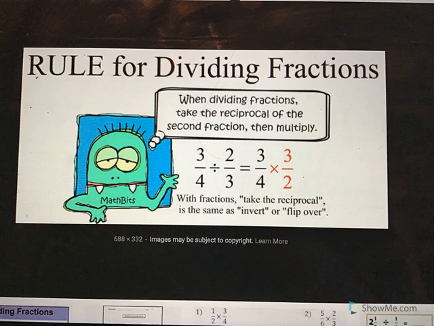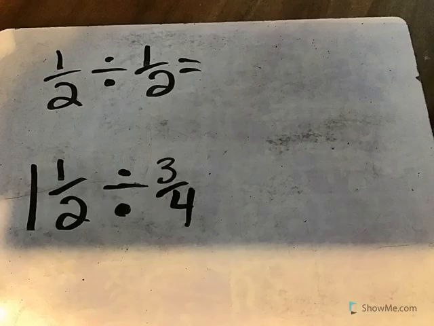Rule for dividing fractions: when dividing fractions, take the reciprocal, which kind of means to flip, of the second fraction, then multiply. So if we start off with a division problem, we're going to ultimately turn it into a multiplication problem, which we've already gone over. So let's look at our initial problem. We have 1/2 divided by 1/2. Now 1/2 times 1/2 is 1/4.